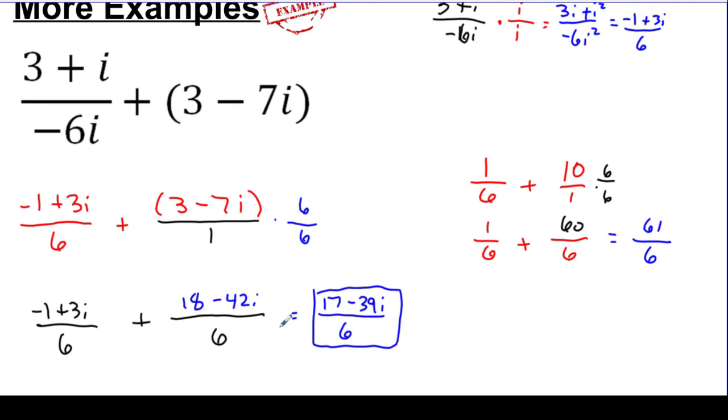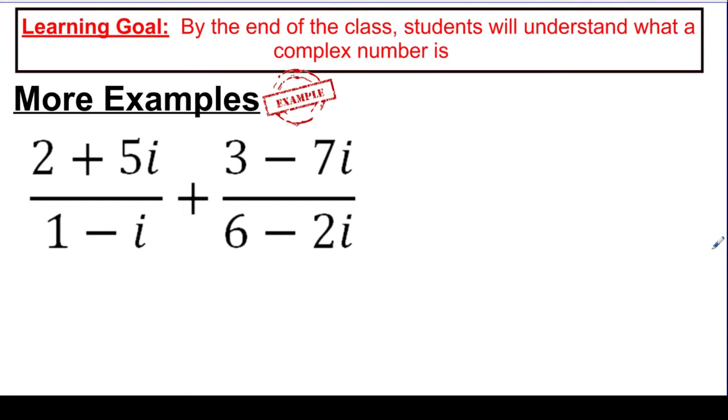So here's the second problem. We're just going to take it up a notch. It's the same idea, but we're going to start them off as both being fractions, right? So the first thing I'm going to do is, again, come off to the side and rationalize each of these denominators.